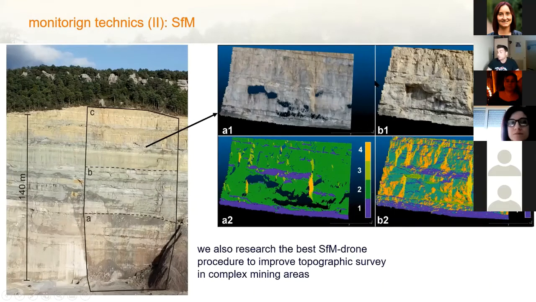So for this reason, we try to learn how to use those technologies, structure from motion and pictures from the drone, to get better results in terms of accuracy and resolution, to be able to conduct a better analysis to stabilize the landscapes, and to know how to restore, and where we have to restore, some parts of the mine.